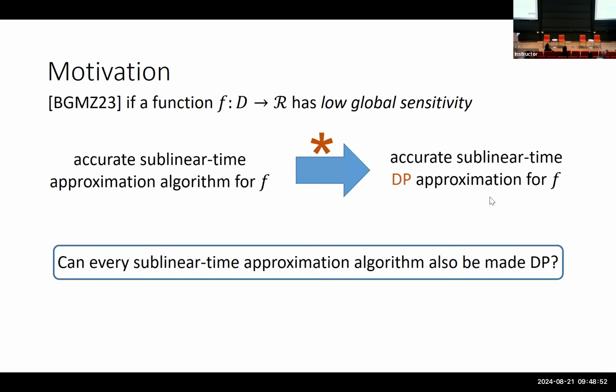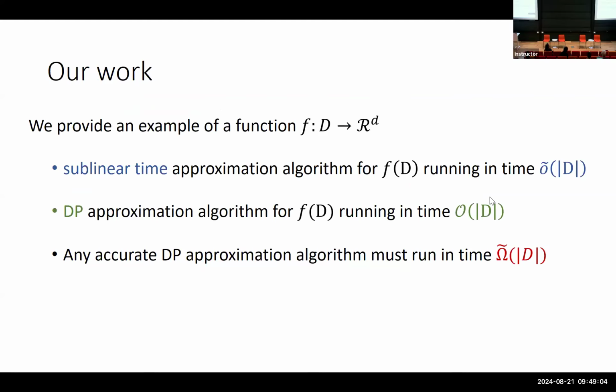So this prompts a natural question: can every sublinear time approximation algorithm be made DP? In this work, we answer that in the negative. On a very high level, we provide an example of a function which has a sublinear time algorithm. It also has a DP algorithm which runs in linear time, but for which there is no sublinear time and DP algorithm that's also accurate.